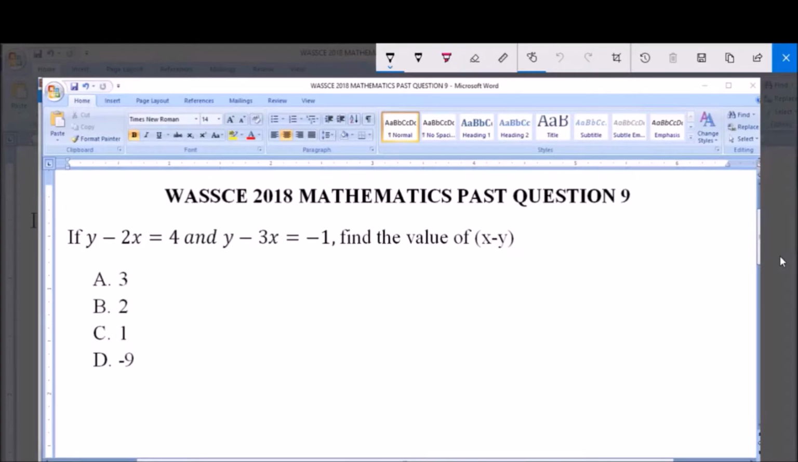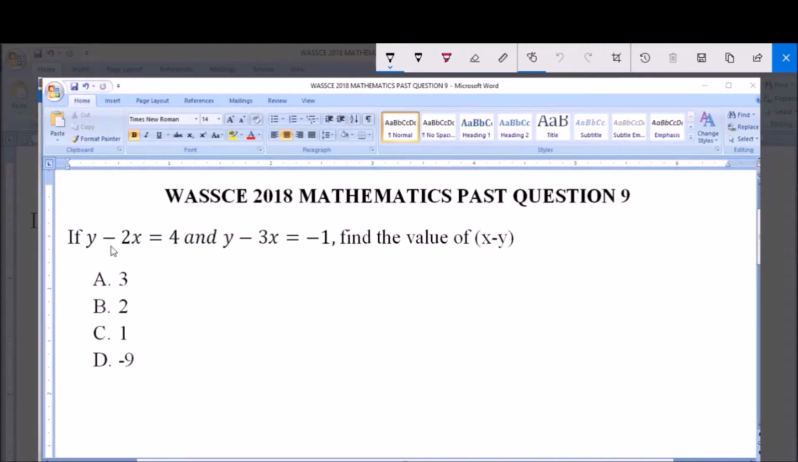I will be answering WASSCE 2018 Mathematics Past Question 9. If y minus 2x is equal to 4 and y minus 3x is equal to minus 1, find the value of x minus y. Now A says 3, B 2, C 1, and D minus 9.